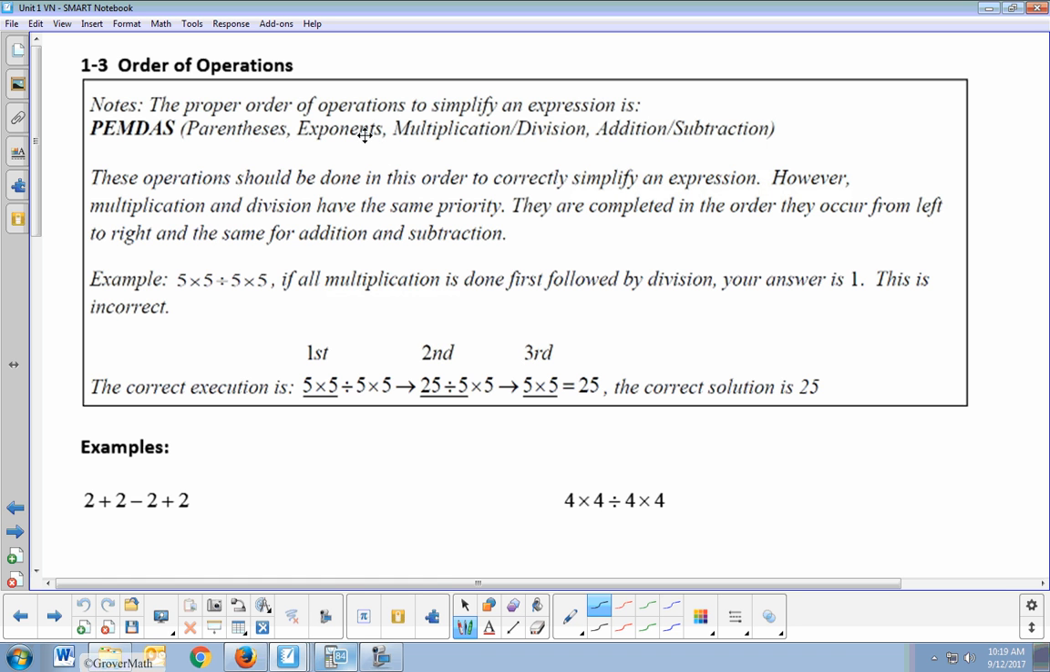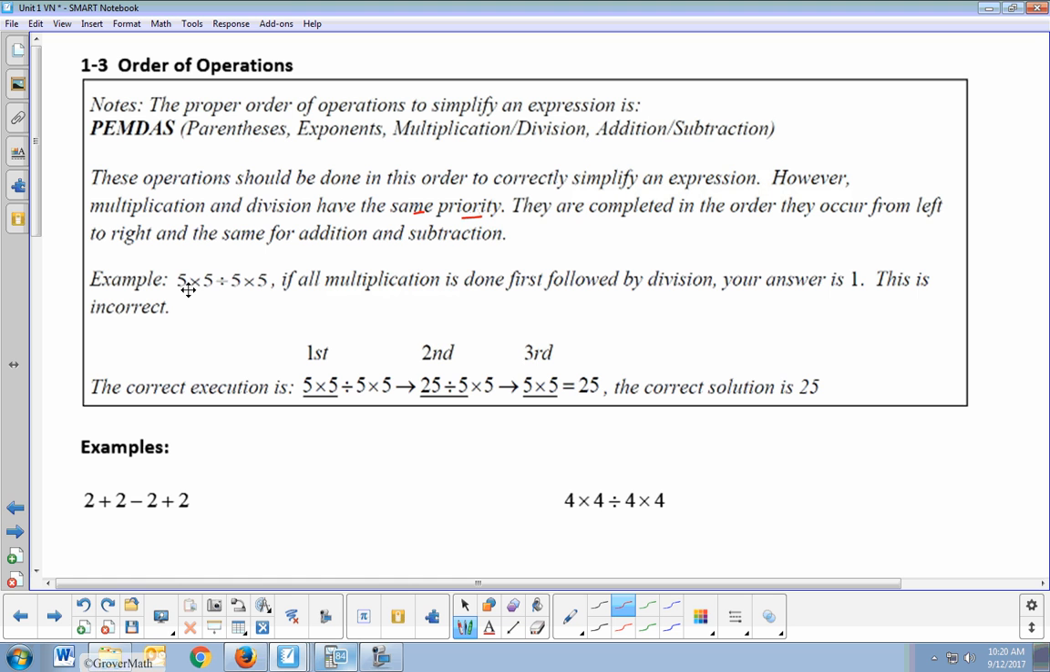So we look for parentheses first, then we look for exponents. Then multiplication slash division, addition slash subtraction. And that slash is, I think, where the confusion is, because people tend to think multiplication first, division after. That's not really true. Multiplication and division happen at the same time. Same thing for addition or subtraction, same time. You could consider it as one operation, and this is one operation. These operations should be done in this order to correctly simplify an expression. However, multiplication and division have the same priority. They're completed in the order they occur from left to right. The same for addition and subtraction.